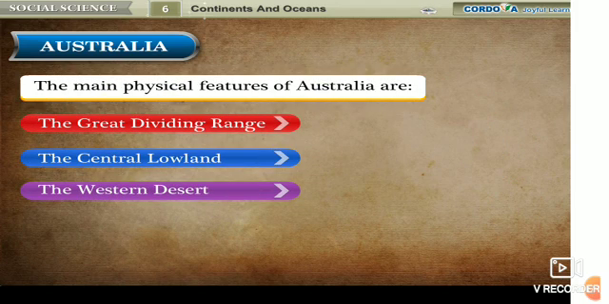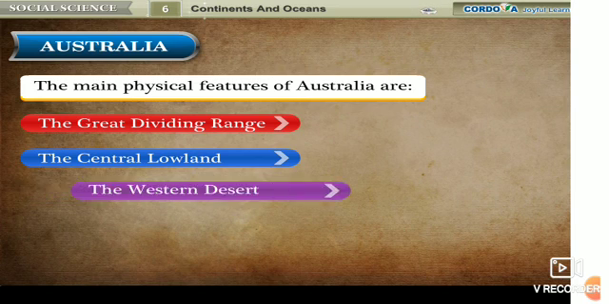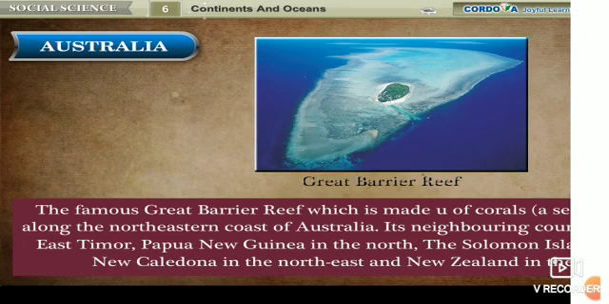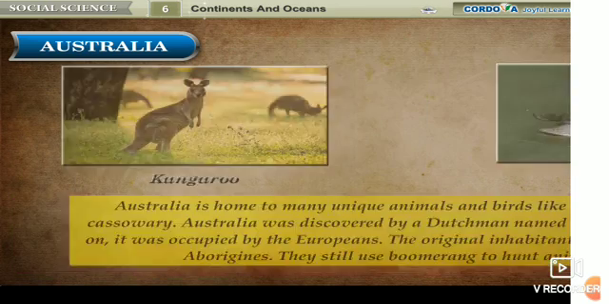The main physical features of Australia are the Great Dividing Range, the Central Lowland, and the Western Desert. The famous Great Barrier Reef, which is made up of corals, a sea animal, is found along the northeastern coast of Australia. Its neighboring countries are Indonesia, East Timor, Papua New Guinea in the north, the Solomon Islands, Vanuatu and New Caledonia in the northeast, and New Zealand in the southeast.